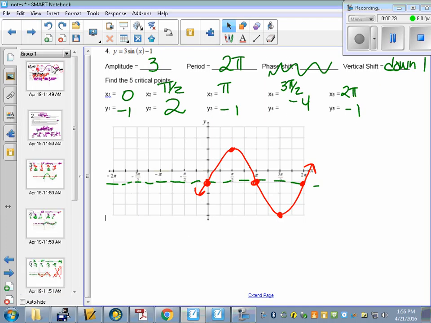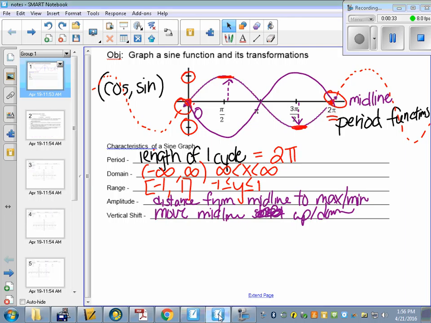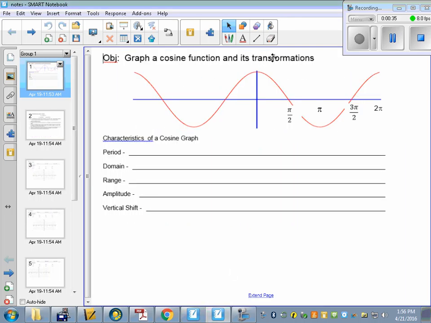So for a sine graph, we said period means the length of a cycle. It's always 2 pi. It's the exact same thing for cosine. From beginning to end of our cosine graph, even though it's a slightly different pattern, slightly different curve, it is still going to take us 2 pi units to complete one cycle, or one period. It is a periodic function, so it does continue forever in both directions, repeating that same pattern over and over again. So its domain is still going to be all real numbers, or negative infinity to positive infinity.